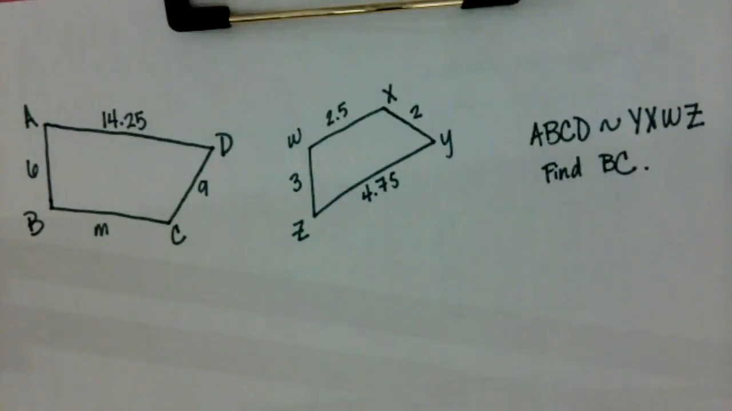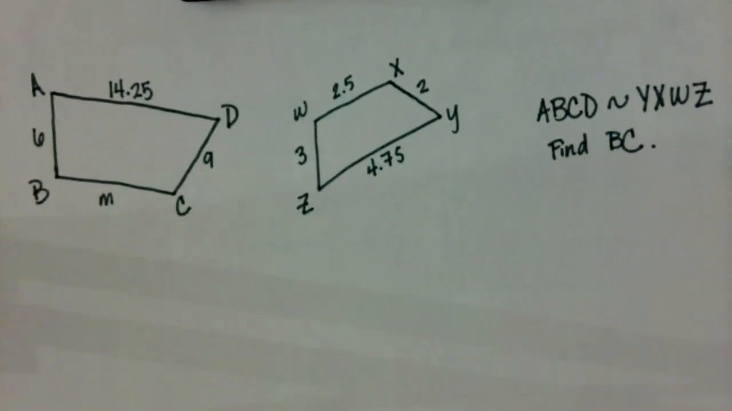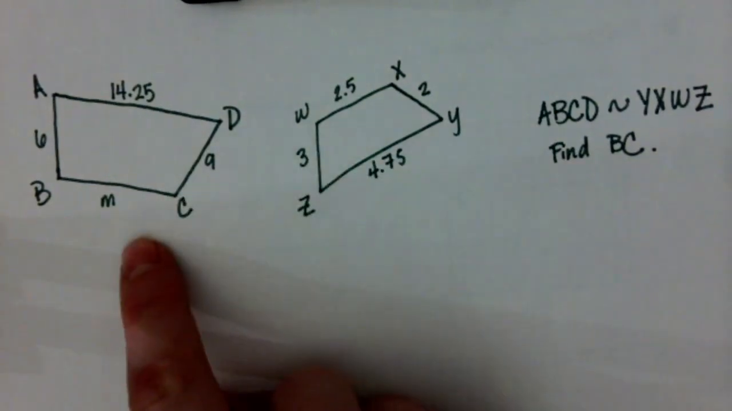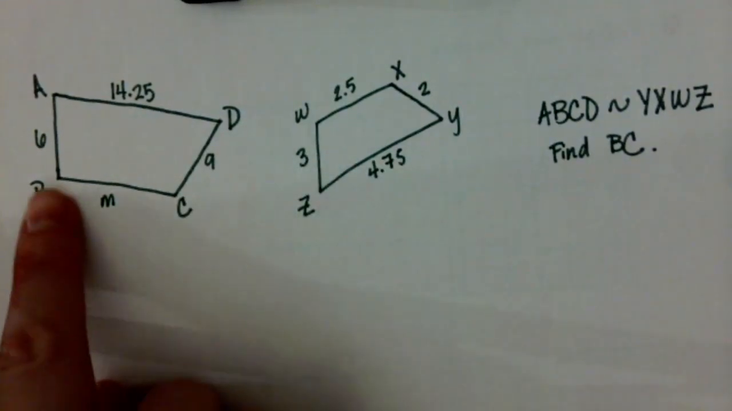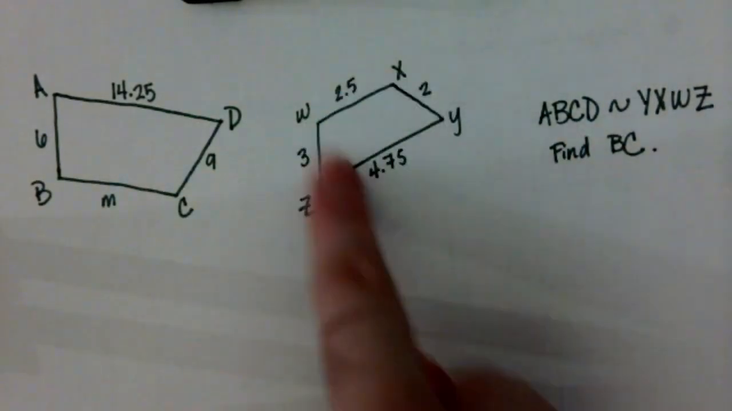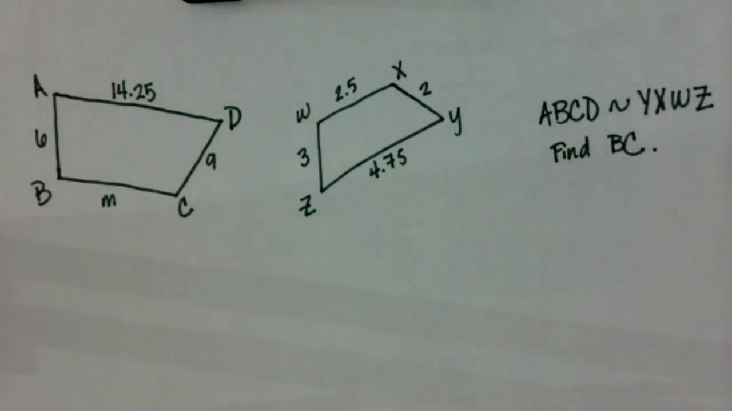So I'm going to go through an example problem of learning target 523, which is finding a missing value from a set of similar polygons. The first thing that we want to do is look at our given information. We have two quadrilaterals, and I see that these three sides are given, this one's missing, and all of these ones are given. It's telling me to find BC, and I have my similarity statement over here.